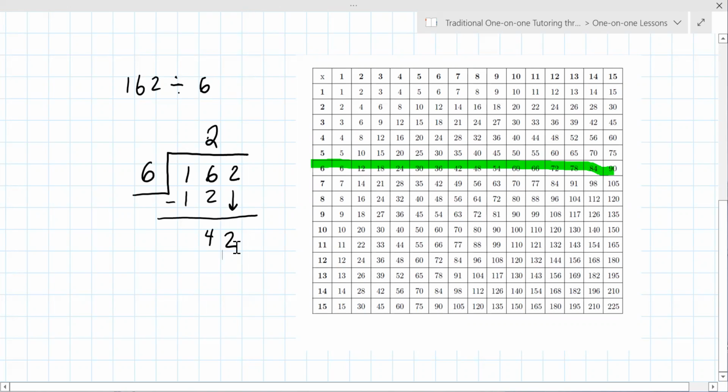And same question, how many times does 6 go into 42? 7. Yes. 7 times 6 is 42. You subtract and get a remainder of 0. Okay.